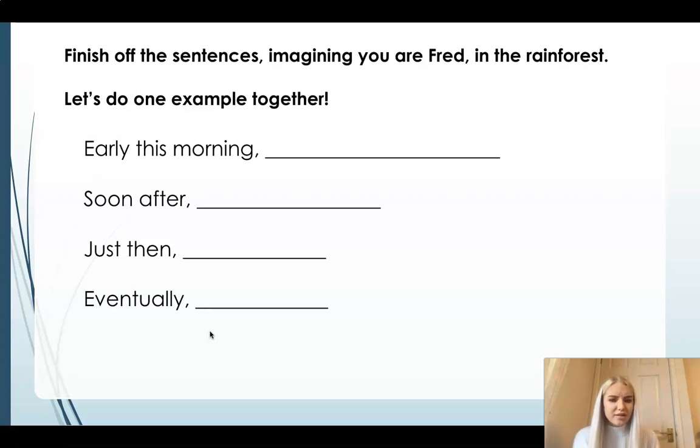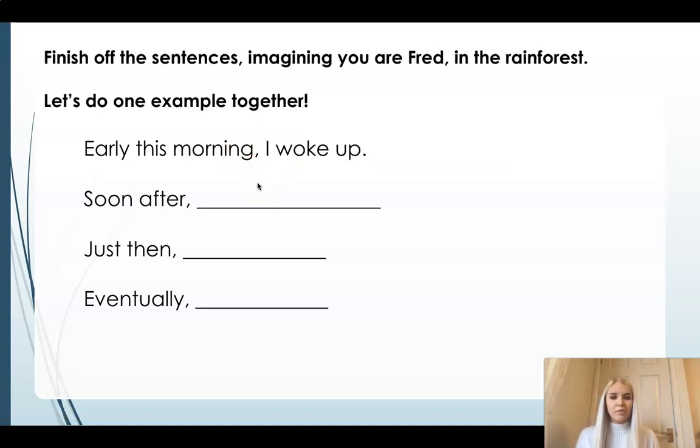Now, we're going to do one example together, and I want to see whether you think my example is a good example or a not so good example, okay? So, I've decided that I want to imagine that I am Fred and that I have just woke up, and I've woke up with a growling tummy because I'm really hungry. So I'm thinking, how can I extend my fronted adverbial? What can I say? Well, I've made sure that I've got my comma after my fronted adverbial of time. So early this morning when I woke up. So I've got my verb. I woke up. So I'm Fred, so I'm speaking in first person. Early this morning, I woke up.